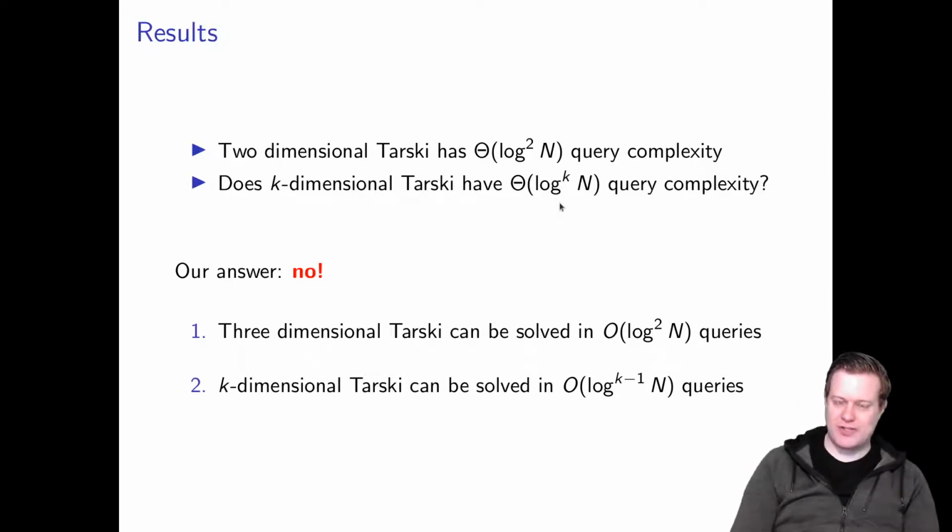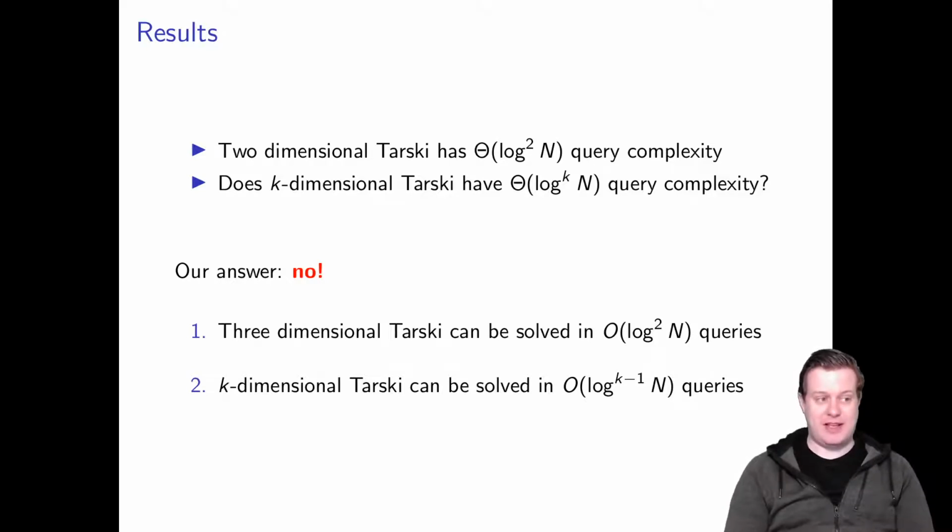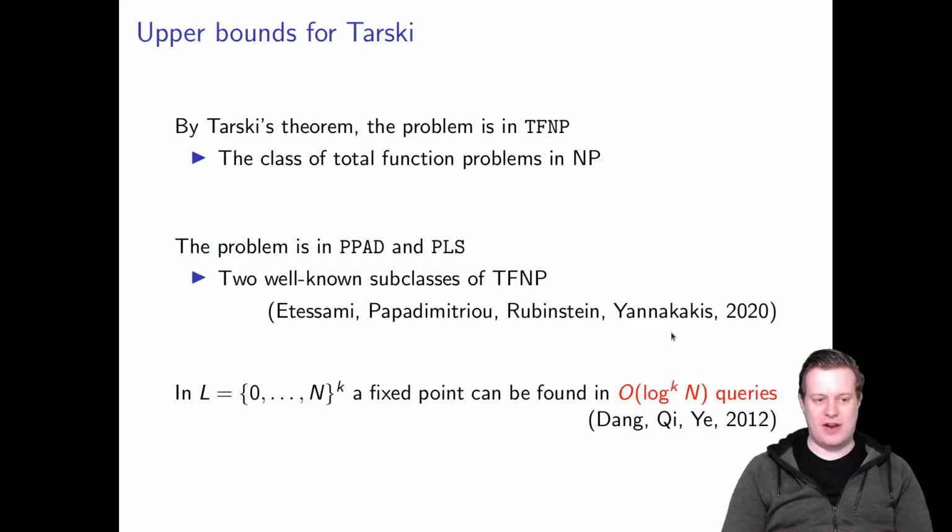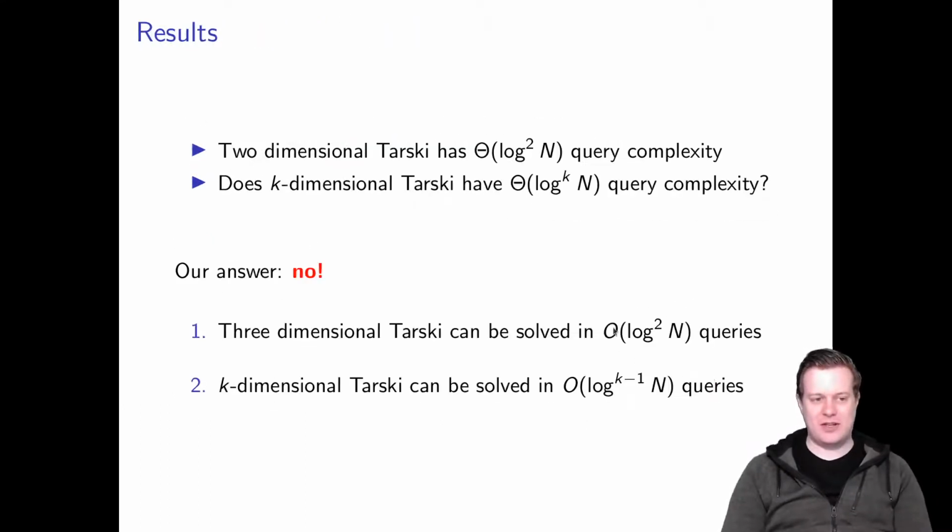So what we showed, and the main result of this paper, is that 3-dimensional Tarski can also be solved in log squared n queries. The previous algorithm would run in log cubed n queries, and we're running in log squared n, so we're saving a factor of log n to solve the 3-dimensional problem. In fact, the 3-dimensional problem has exactly the same query complexity as the 2-dimensional problem, quite unexpectedly.